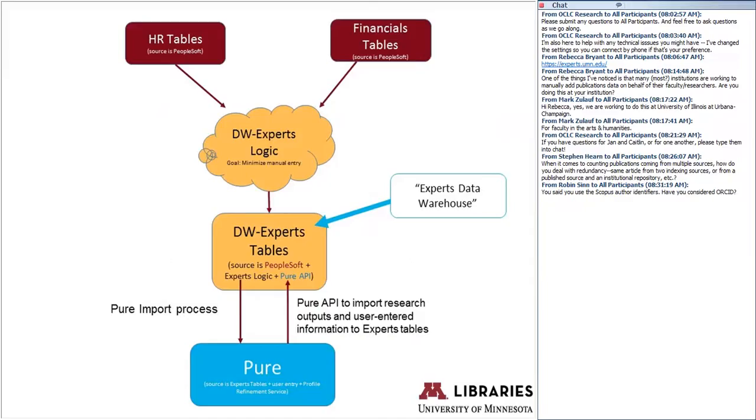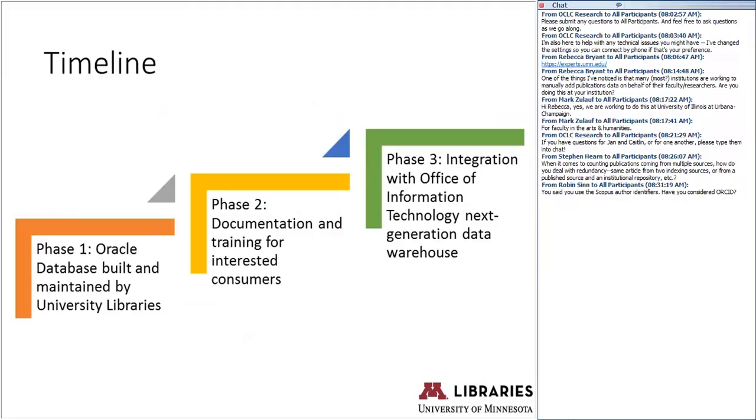The timeline looks like this. We are right now in the process of building an Oracle database that will pull data out of Pure and store it in a database that we can then provide access to for whoever needs it on campus. They can then pull the data using regular SQL queries, and they can combine it with other data warehouse information like HR demographics, things like that.